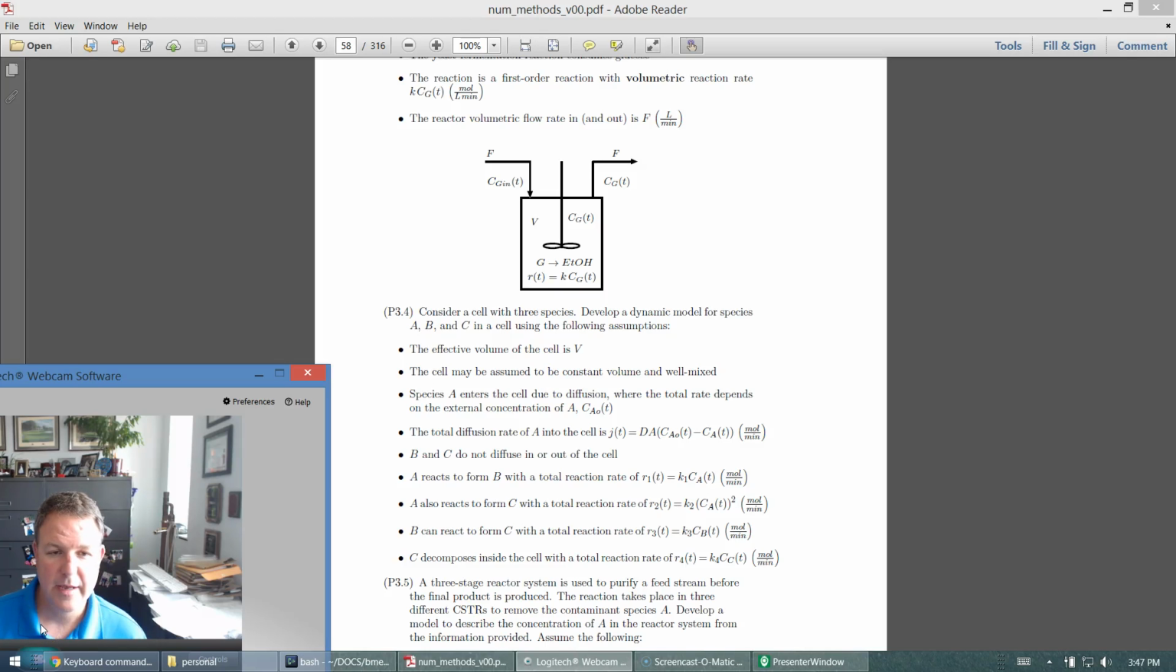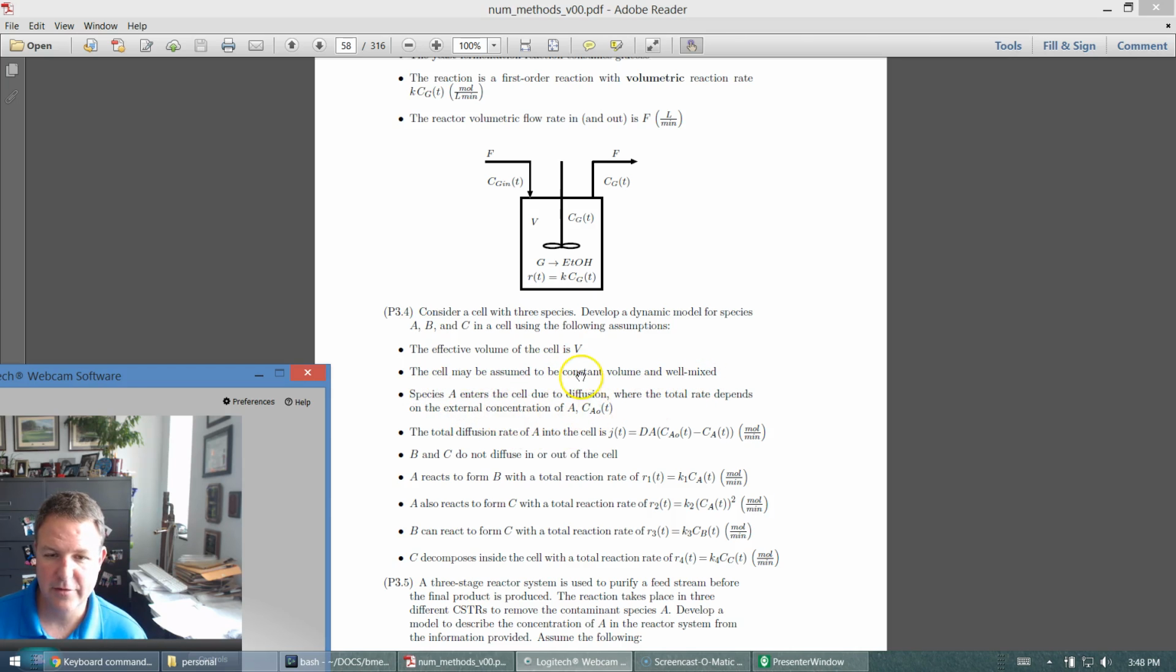Alright, today I'd like to consider problem 3.4. Let's see, it's a mass balance problem. Consider a cell with 3 species. Develop a dynamic model for species A, B, and C in a cell using the following assumptions. The effective volume of the cell is V. The cell may be assumed to be constant volume and well mixed.